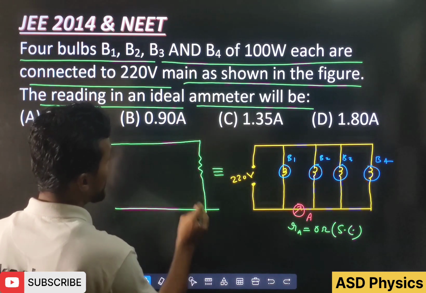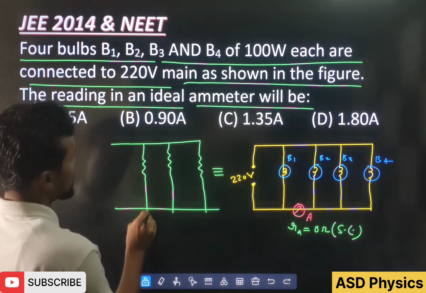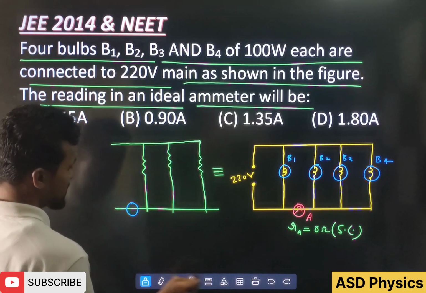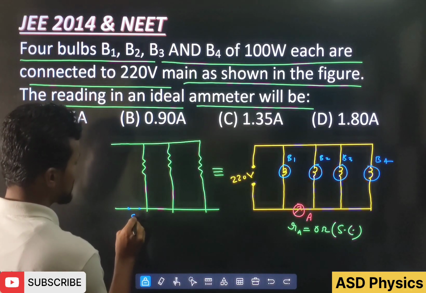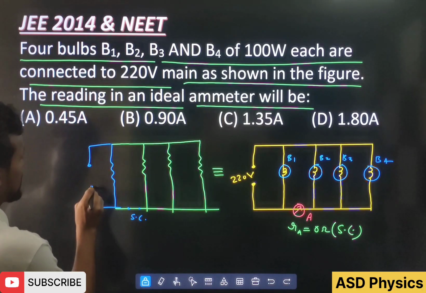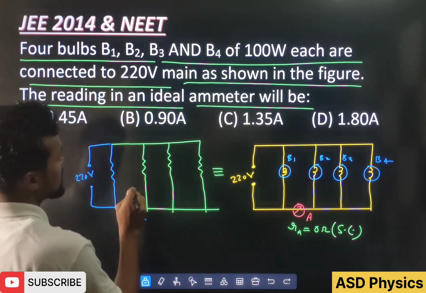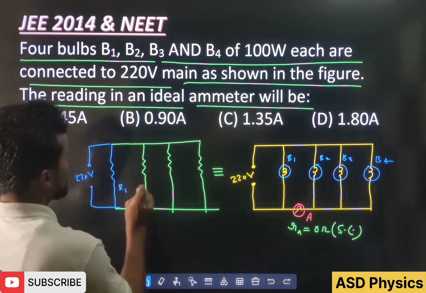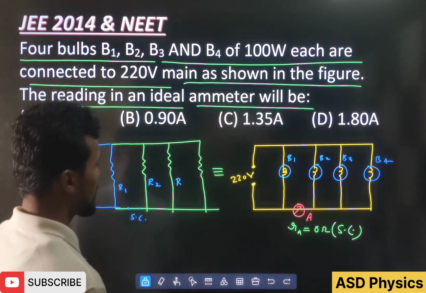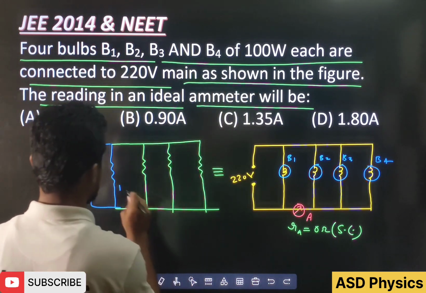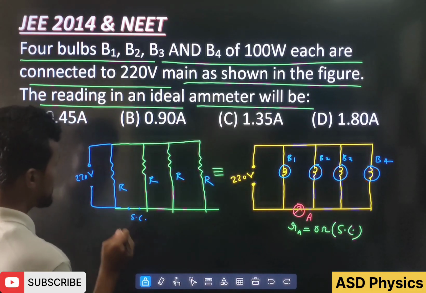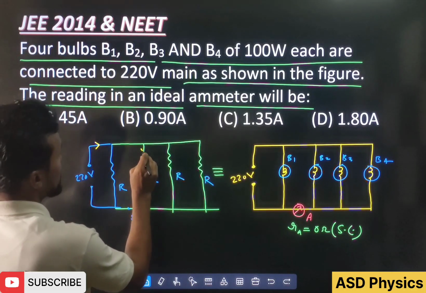If I draw the equivalent diagram, the bulb will be represented by a resistance. One ammeter is connected here, and this ammeter is represented by a short circuit. One bulb is connected and one supply of 220 volt is here. Bulbs B1, B2 and so on are identical, each 100 watt. That means we can write all of them as R. Now what will happen? The current will come from here.